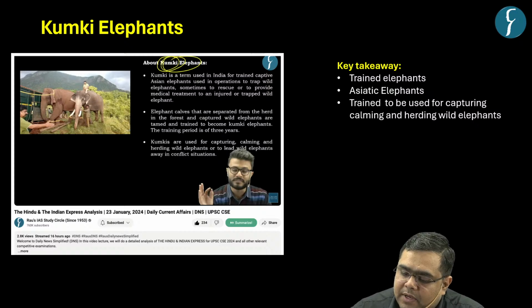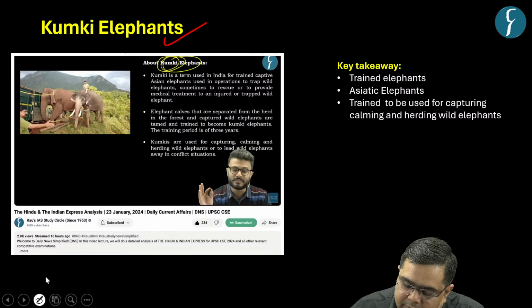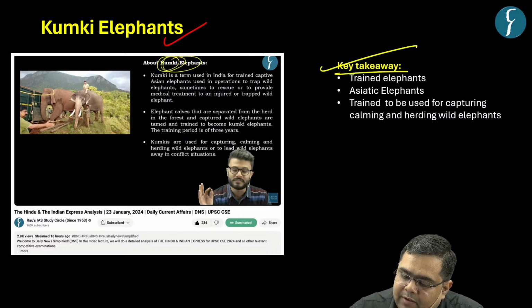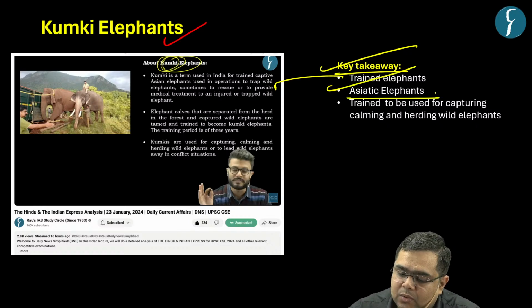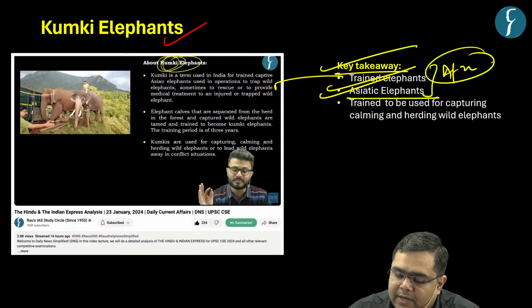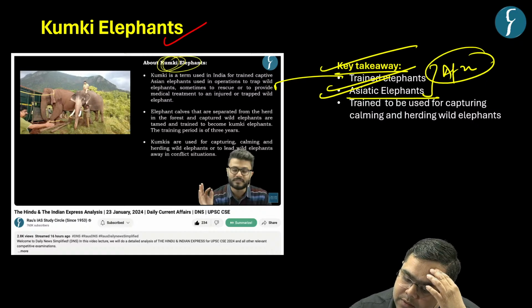We will discuss the next topic, but only very briefly. So the key takeaway is that Kumkis are trained elephants, right? They are not wild elephants. Those are Asiatic elephants and not African elephants, right? This is basically a local name, nothing much to discuss here. These are basically local trained elephants known by their local name, right?